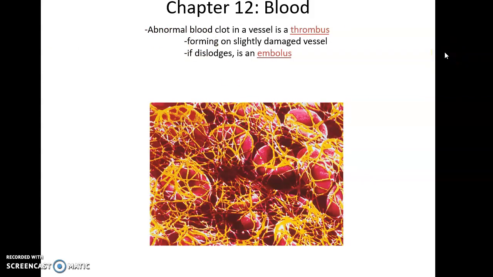Abnormal blood clots is when a blood clot develops in a vessel that isn't really injured, isn't necessary, and those are called thrombus. So thrombus is an abnormal blood clot in a blood vessel, usually. Actually, they are formed often on slightly damaged blood vessels. They might have a tiny bit of injury on the inside, and then this thrombus is formed, and then if it dislodges and enters the bloodstream fully, it's called an embolus. So an embolus is a blood clot that's traveling throughout the blood vessels.